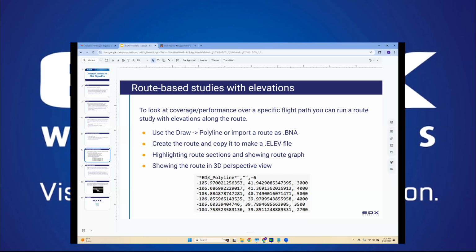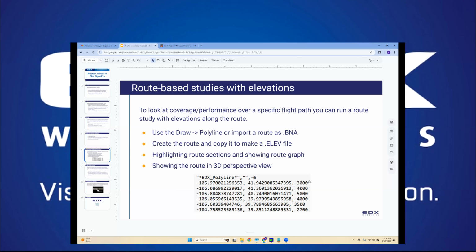The EDX polyline is just named this because I used our draw tool to create this file originally. This can be a name, so you could put in here, route one, for if you need to do a whole list of different routes. And then we've got the number of coordinate pairs. So this is a nice simple little flight plan. We've got six different lat long pairs. And this elevation over here is in meters AMSL.